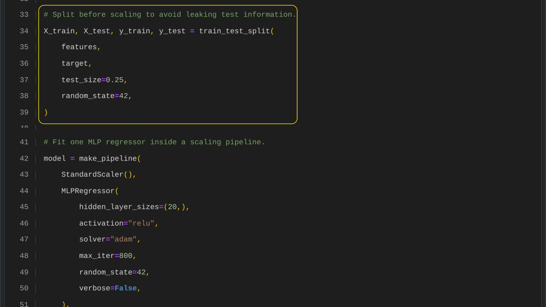The dataset is split into training and testing sets using Scikit-Learn's train_test_split function. 25% of the data is kept for testing, and a fixed random state makes the split reproducible. This helps prevent test data from influencing training and gives a more reliable estimate of model performance.